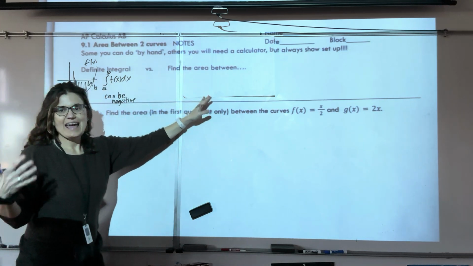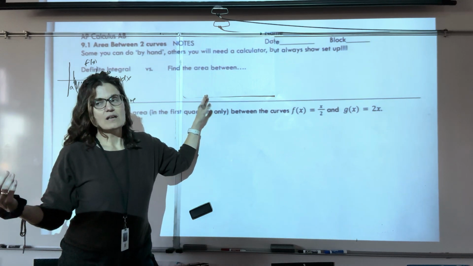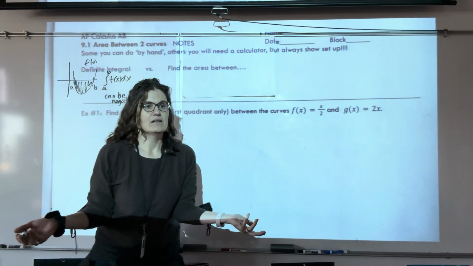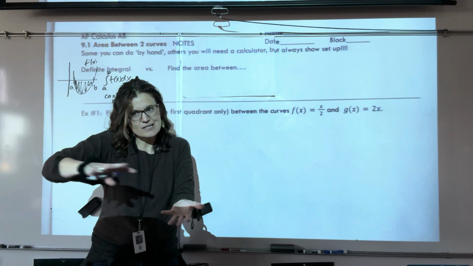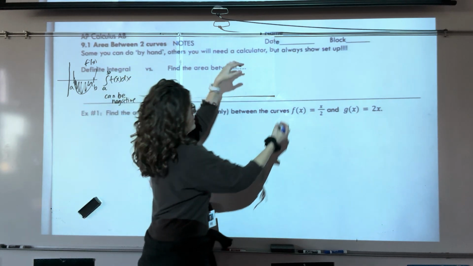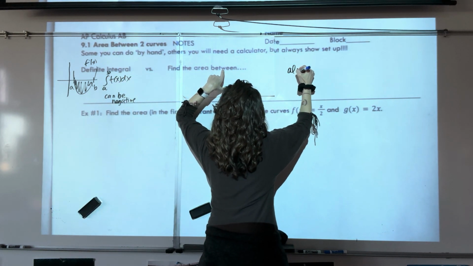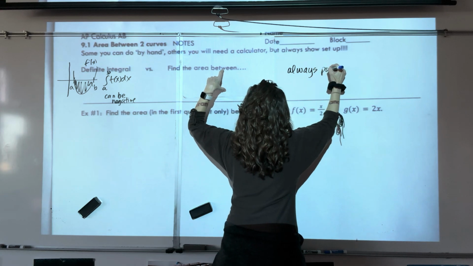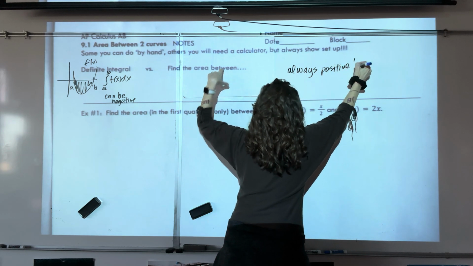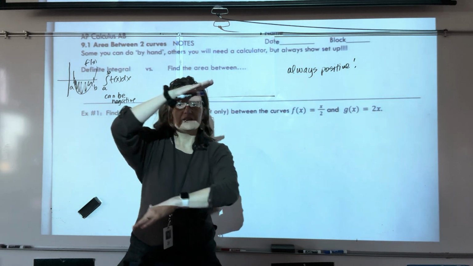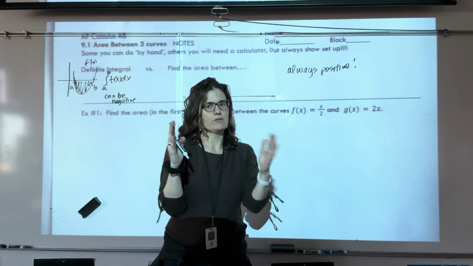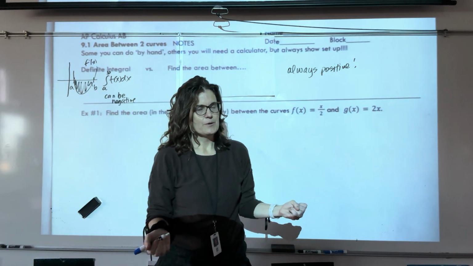Similarly, if they say, hey, find the area between these two curves, we're always getting a what out of that? Positive. Because literally, how much space is sitting here? It's going to be a positive value. So between two curves, always positive. You don't care whether you're above the x-axis or below the x-axis. You're caring about the top curve and the bottom curve, and figuring out how much area was living there.